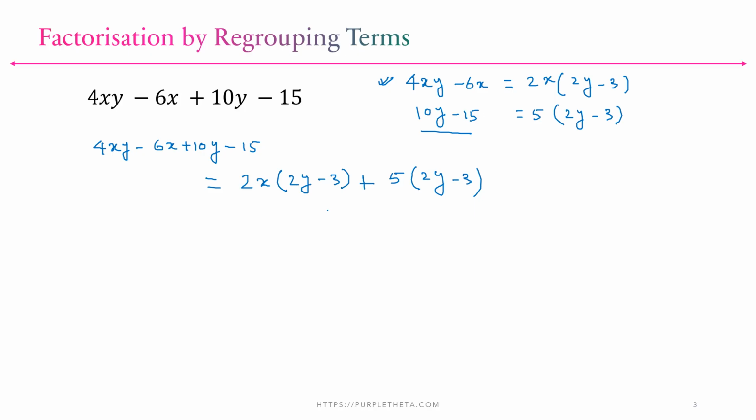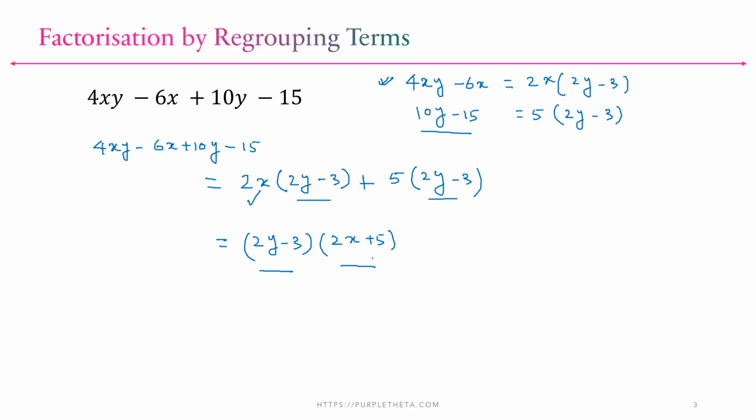So do you notice something here? Both the terms have a common factor, that is 2y minus 3. So we take 2y minus 3 out. So our first bracket will be 2y minus 3, and in the second bracket I will write 2x from the first group plus 5 from the second group. So this is the answer. The factors of 4xy minus 6x plus 10y minus 15 are 2y minus 3 and 2x plus 5.